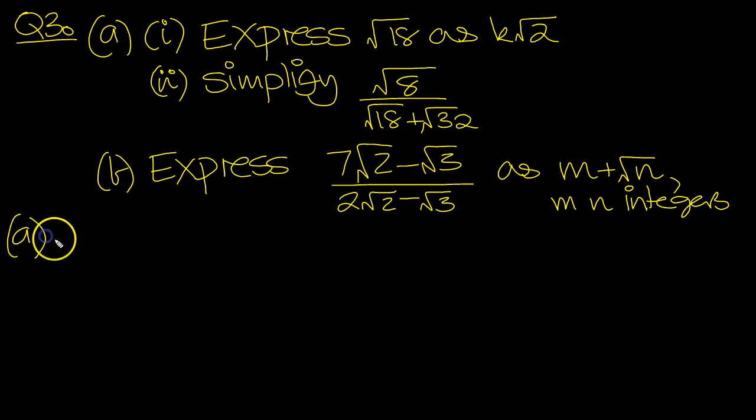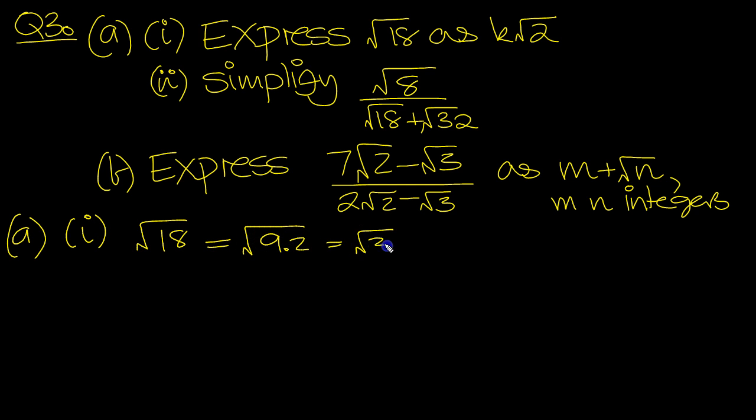So part A, part 1. The square root of 18 is equal to the square root of 9 twos, isn't it? Using properties of indices, that would be the square root of 9 times the square root of 2. The square root of 9 is 3, so it's 3 root 2. So k is equal to 3.